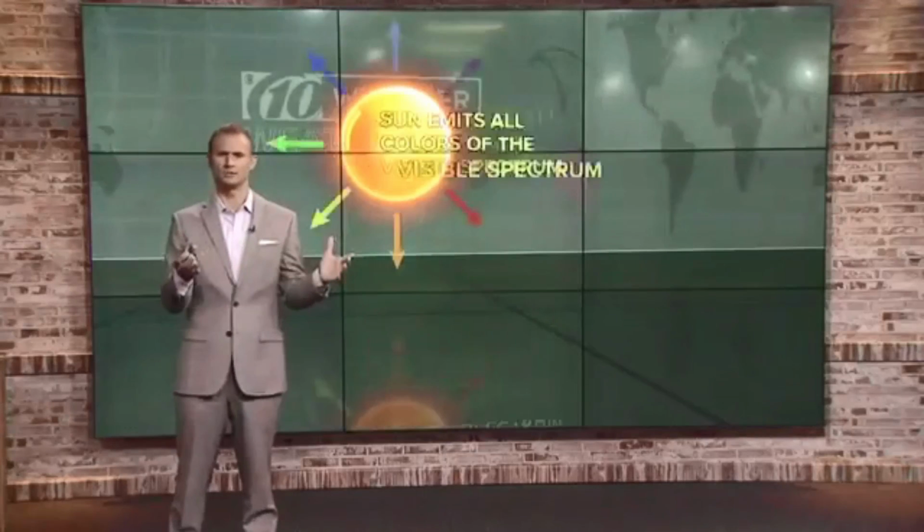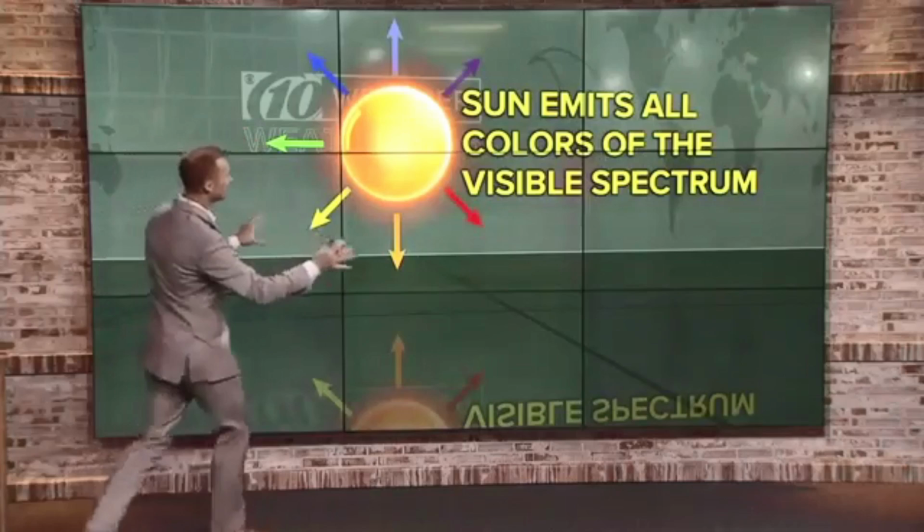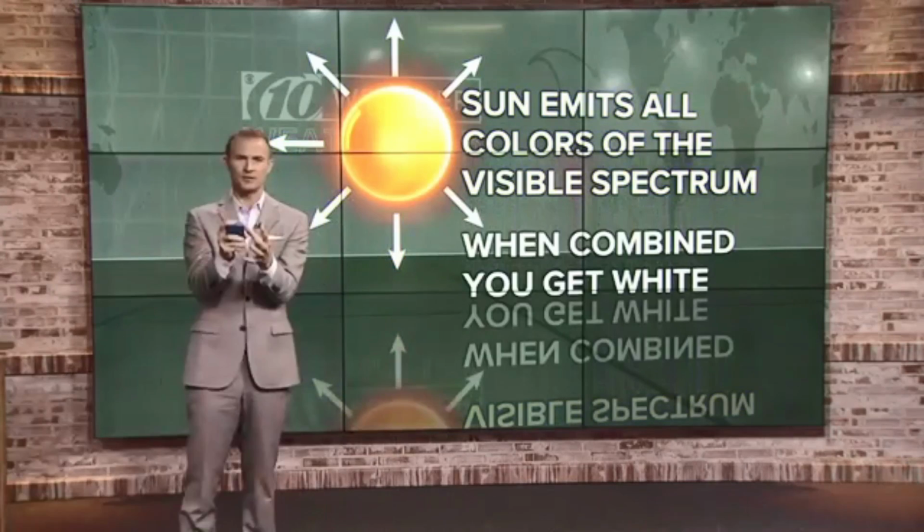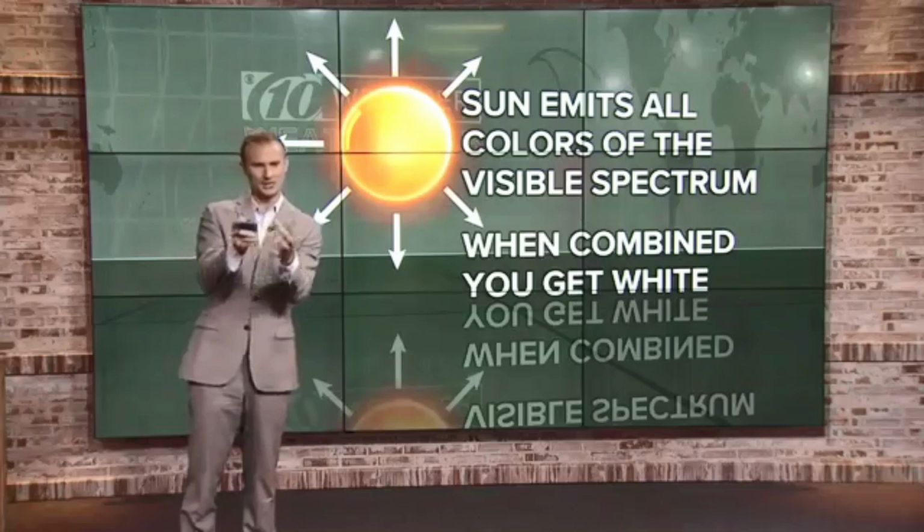You ever thought about it? Why are clouds white? Sky is blue, sun is yellow, but clouds are white. Now, check this out. So the sun emits all of the colors in the visible spectrum. Now, when you combine all of those colors, you get white. So let's start with the light first, right? So the sun emitting white light, if you will.